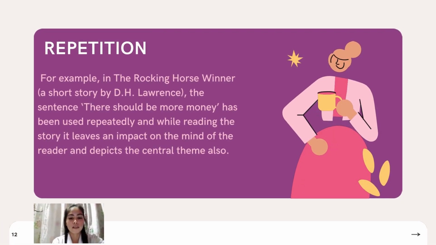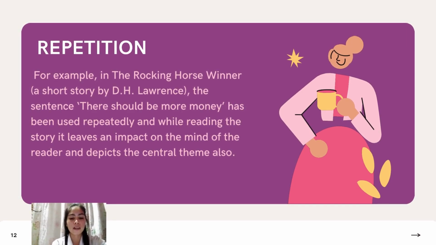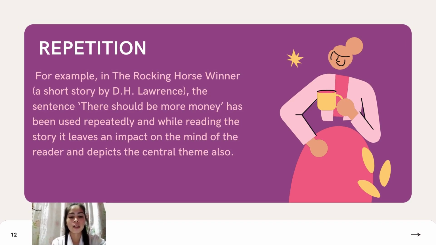Example: in The Rocking Horse Winner, a short story by D.H. Lawrence, the sentence, "There should be more money," has been used repeatedly, and while reading the story, it leaves an impact on the mind of the reader and depicts the central theme also. In this story, the basic purpose of using repetition is emphasis. The repetition makes the idea effective and draws the reader's attention to it.